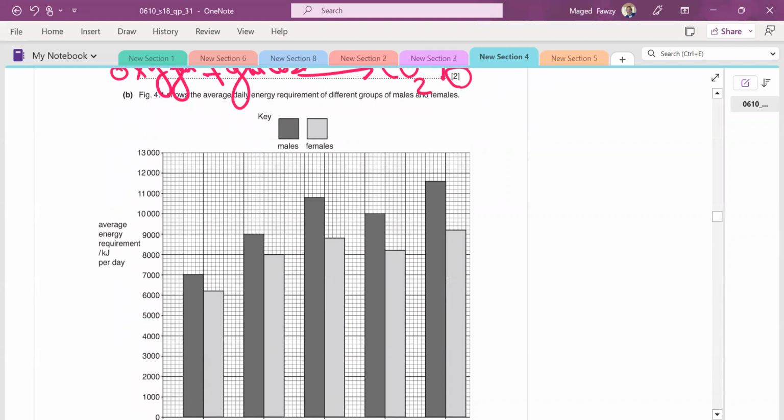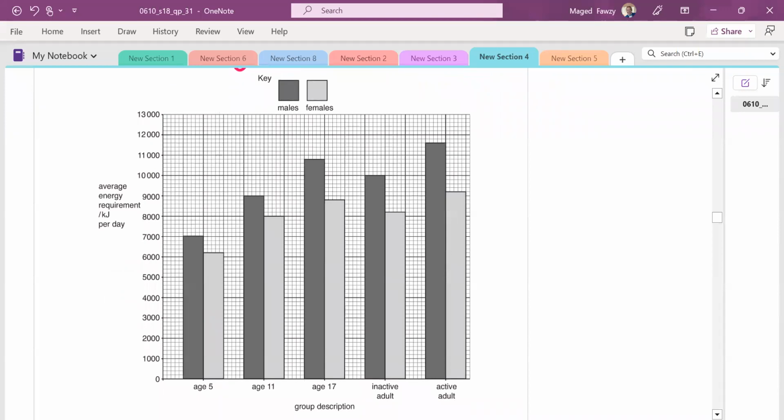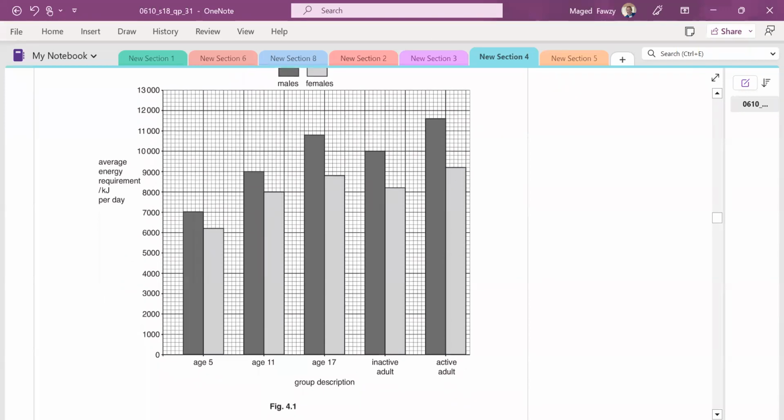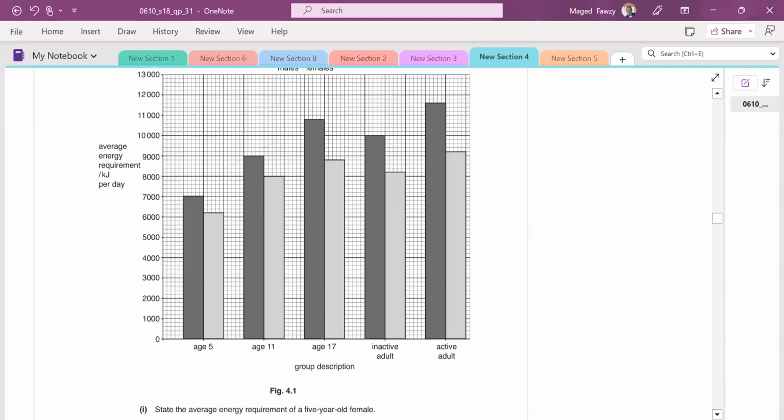Question B is a graph, and I want you to study the graph. For paper 3, there is no need to take that much time working on the graph, guys. Just take a look at the graph. What does the x-axis represent? What does the y-axis represent? Then go to the question.